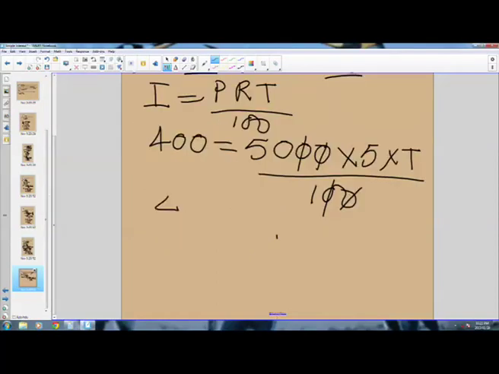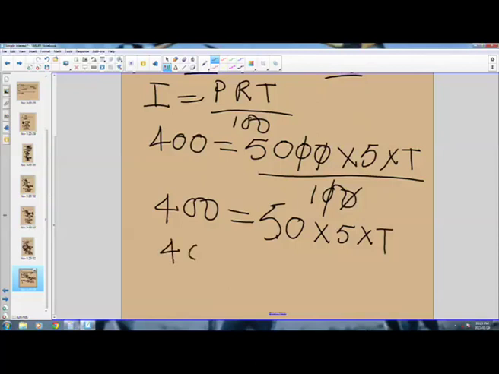So 400 is equals to 50 times 5 times T, because we have divided by 100. And then what is 50 times 5? 5 times 5 is 25. So this will be 2, 5, and then a 0, T.